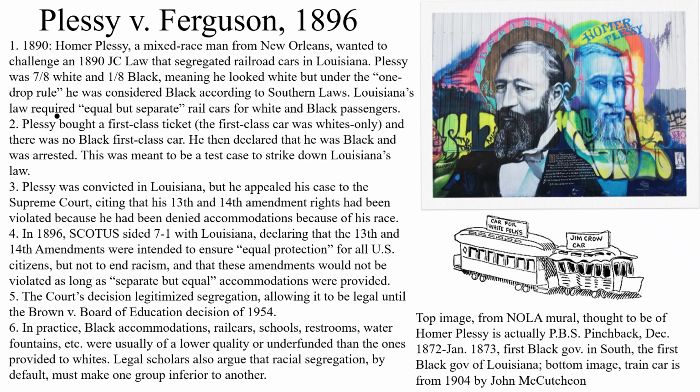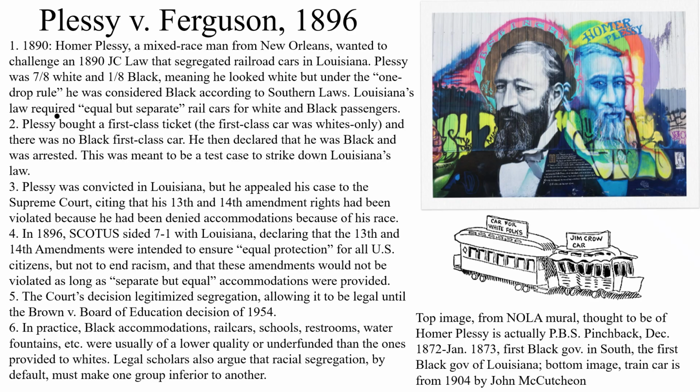The case goes before a Louisiana court. He's convicted for violating the law. He appeals his case to the Supreme Court, citing that his 13th and 14th Amendment rights had been violated because he'd been denied accommodations based on his race. His civil rights were not upheld by the state of Louisiana. He had not had the same equal opportunity and equal protection under the law that a white person would have had. And unfortunately, the Supreme Court sided 7-1 with Louisiana.